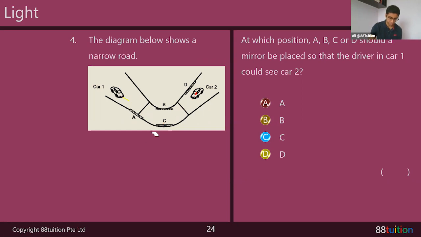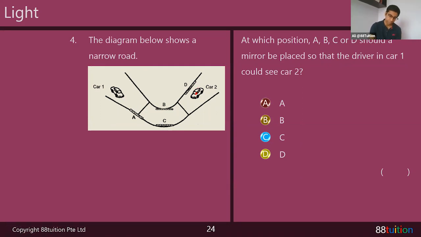Okay, let's erase this. Let's say A. It bounces off here and then it will go off here. Right? Because you need to be equal, remember this? Equal angle. So the car 2 still cannot see. So that's the reason why A cannot. B also, if the light goes here, it can't even hit the surface of the mirror because it's behind. So cannot also. D is totally out also.